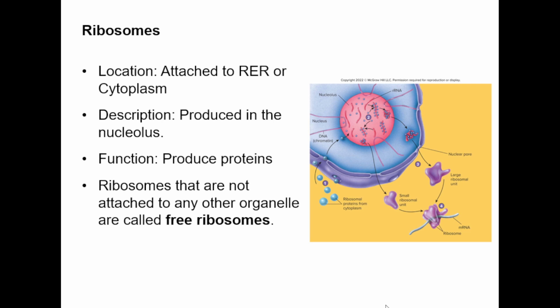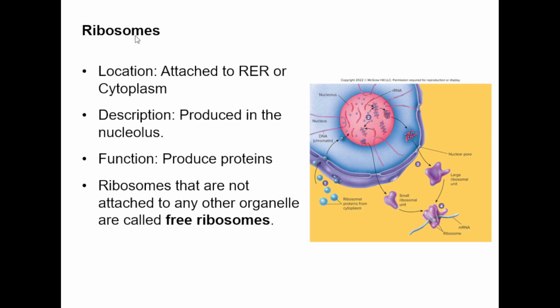Now, let's go to the ribosomes. What are ribosomes? Again, ribosomes are produced in the nucleolus, and the function of the ribosome is to produce proteins. Okay? So, it produces proteins. And these ribosomes, they would commonly attach to the rough endoplasmic reticulum, or they can float freely in the cytoplasm.